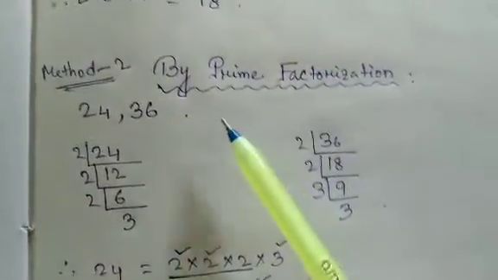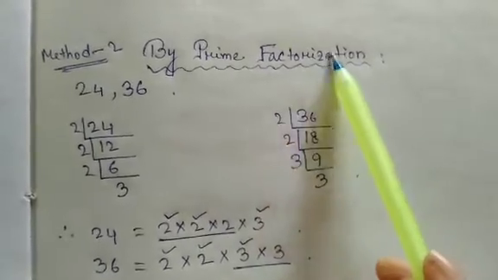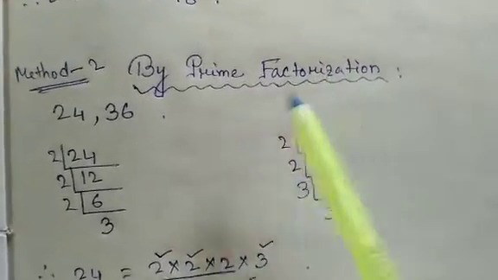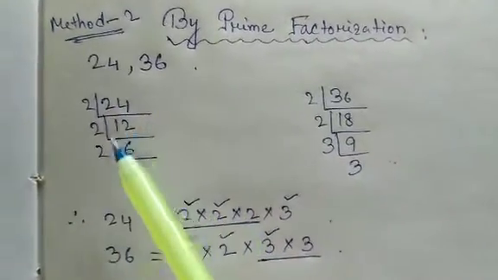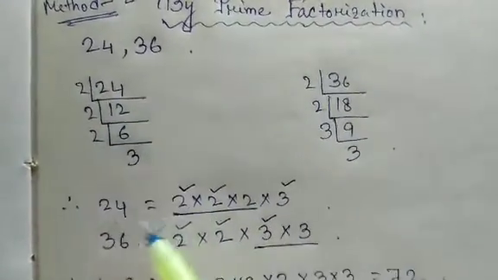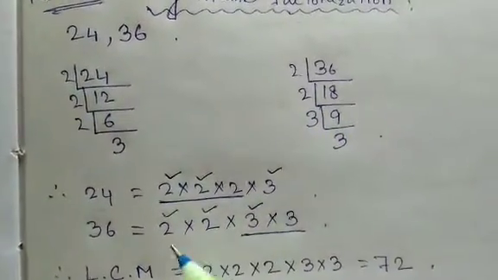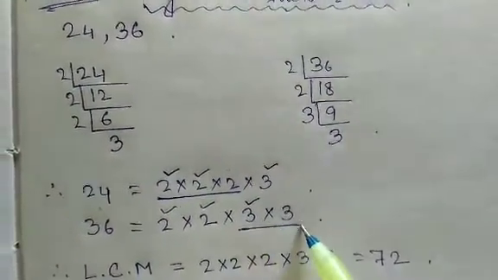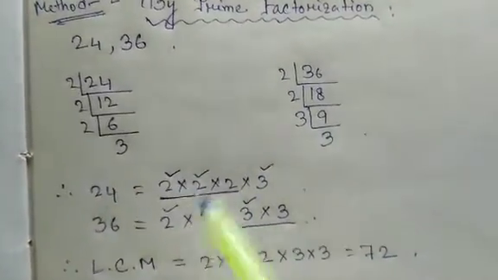Now method 2, that is prime factorization. We also find out the HCF by this method, prime factorization. So first prime factorize the two numbers, suppose 24 and 36. So the prime factors of 24 are 2 into 2 into 2 into 3 and of 36 are 2 into 2 into 3 into 3. Till this, it is the same process as HCF.